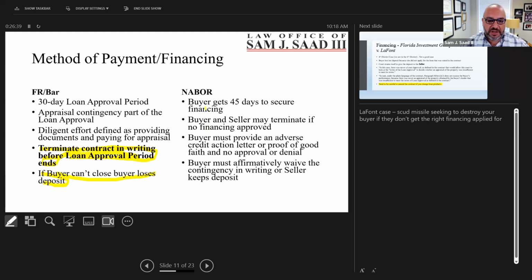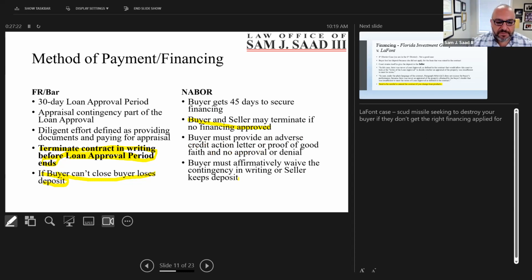NABOR is different. NABOR's got a 45-day default, and the buyer and seller may terminate if no financing is approved at the end of the 45 days. So they're very opposite. FRBAR, the buyer loses the right to terminate at the end of the loan approval period. NABOR, buyer and seller gain the right to terminate at the end of the financing contingency. But the buyer under NABOR must provide an adverse credit action letter or proof of good faith to try and get the loan with no approval or denial at the end of the 45 days.